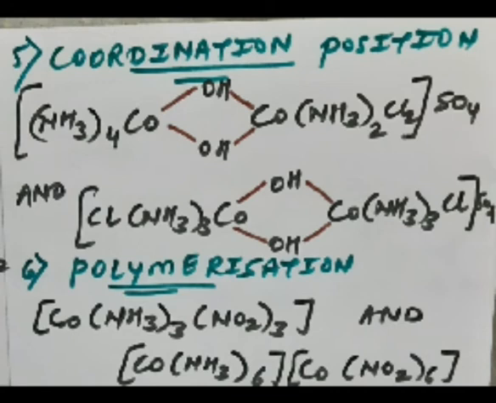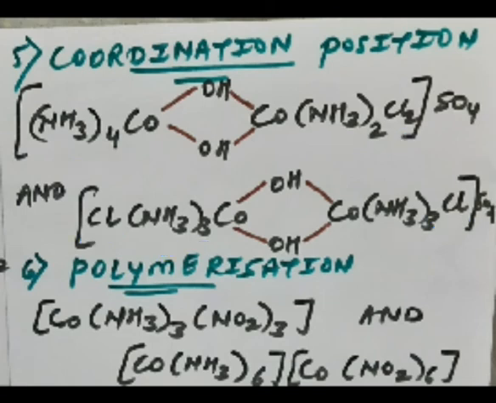So as we can observe here, (NH3)4 plus 2, so a total of 6 amine ligands and 2 chloro ligands. In the other isomer of it, again we have 6 amine ligands and 2 chloro ligands, but the attachment or placement of ligands across the bridges is different. Okay, so that is the concept of coordination position isomerism.